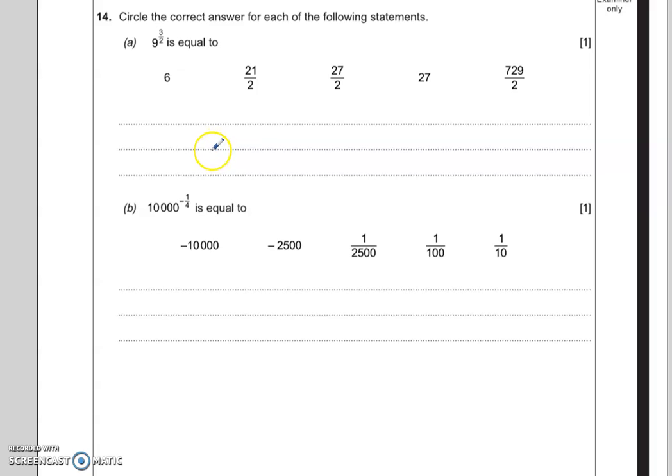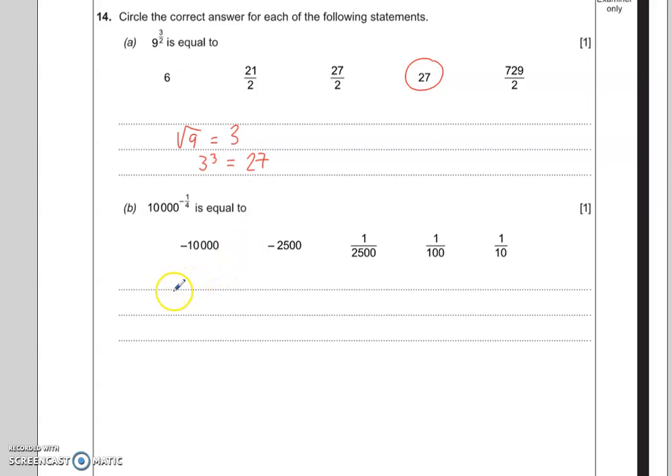Okay, our first question here is an indices question. We've got 9 to the power 3 over 2. So the 2 on the bottom is telling us the root we need to do, so it's a square root. So our first job is to square root 9, which is 3. Then we've got a 3 on the top, our numerator is 3, so then we've got to cube our answer. So now we have to do 3 cubed. 3 cubed is 27. 27 is in our list there.